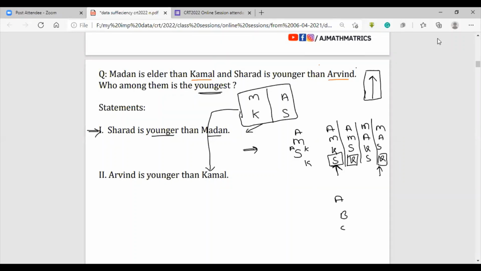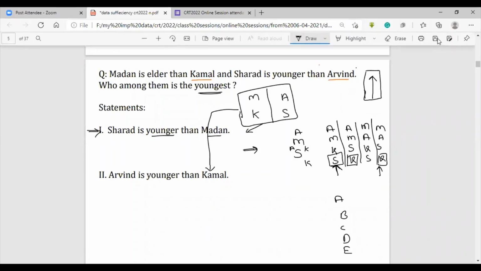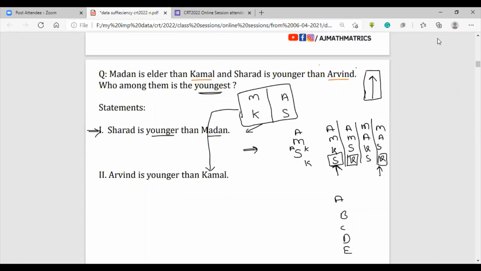So among A, B, C, D, E, statement one alone is not sufficient. If one alone is not sufficient, which options can we eliminate? We can eliminate A and we can eliminate C also, where one alone is sufficient. Now, the second one I am trying. So don't think about this again. Now we need to consider this.